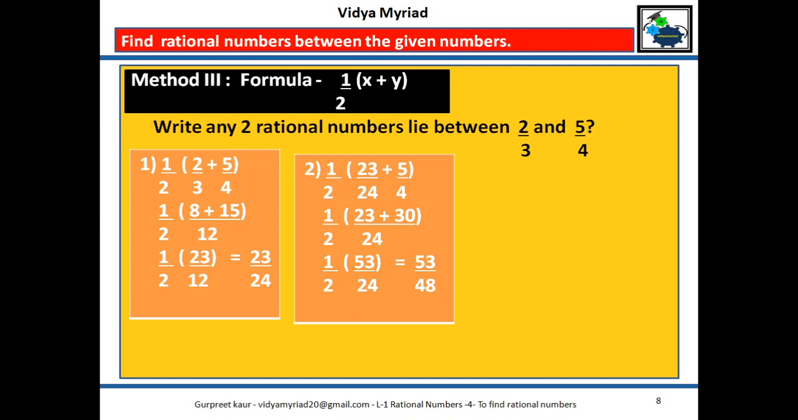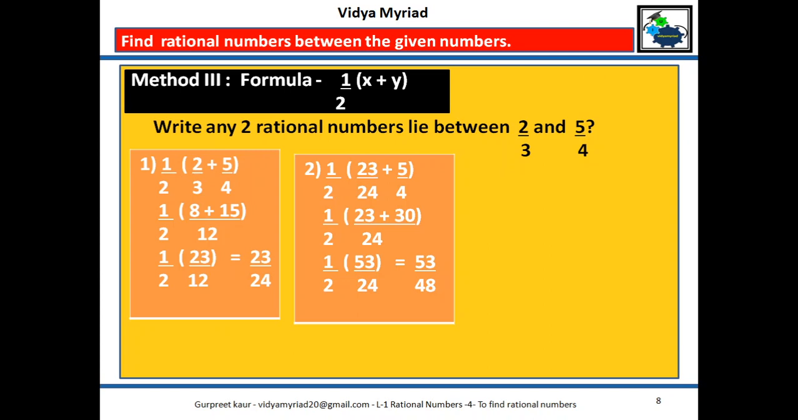Now here, those of you who want to take 2 upon 3 as x and 23 upon 24 as y, that will also be correct. You can choose any combination. So now we see 23 upon 24 and 53 upon 48. These are the two rational numbers that are lying between 2 upon 3 and 5 upon 4.